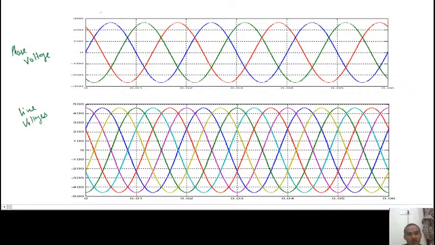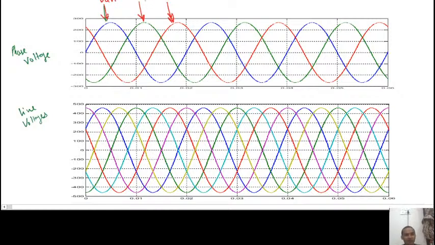This blue one is phase A, AN. This green one is BN, because green is minus 120. And this red one is minus 240 or plus 120, so this red one is VCN. So you see the phase voltages VAN, VBN and VCN.